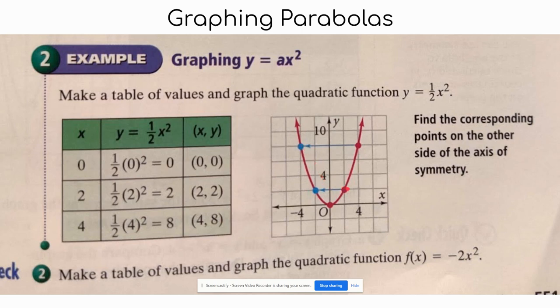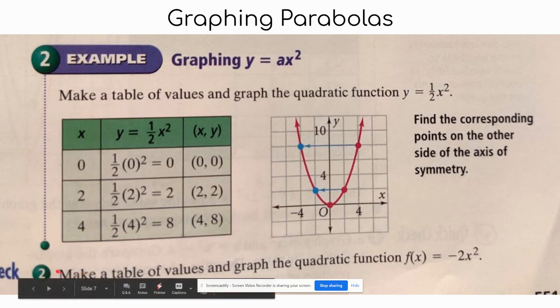Same thing here. We have a point that is 2 units away from the axis in the positive direction. That means we have an opposite point in the negative direction, exactly 2 units away from the axis. So we can quickly graph that function.